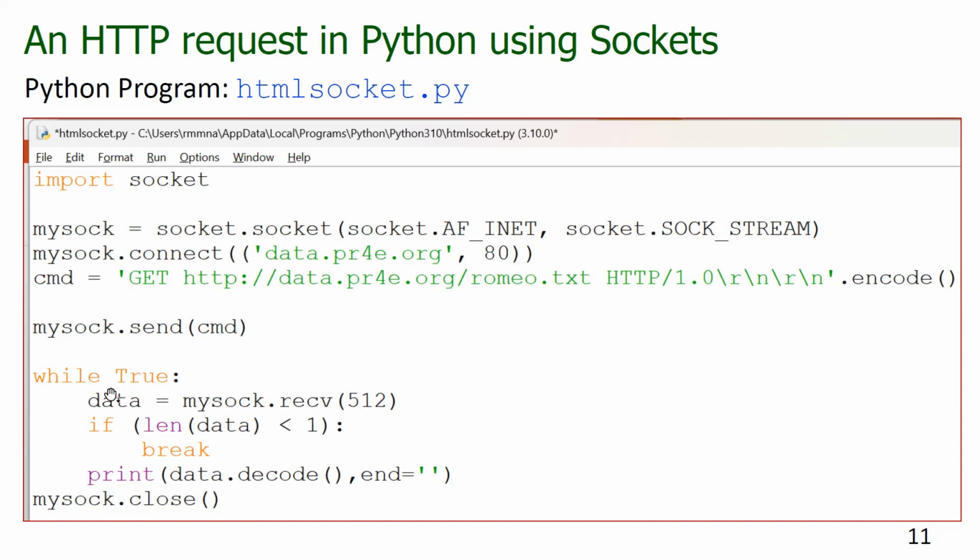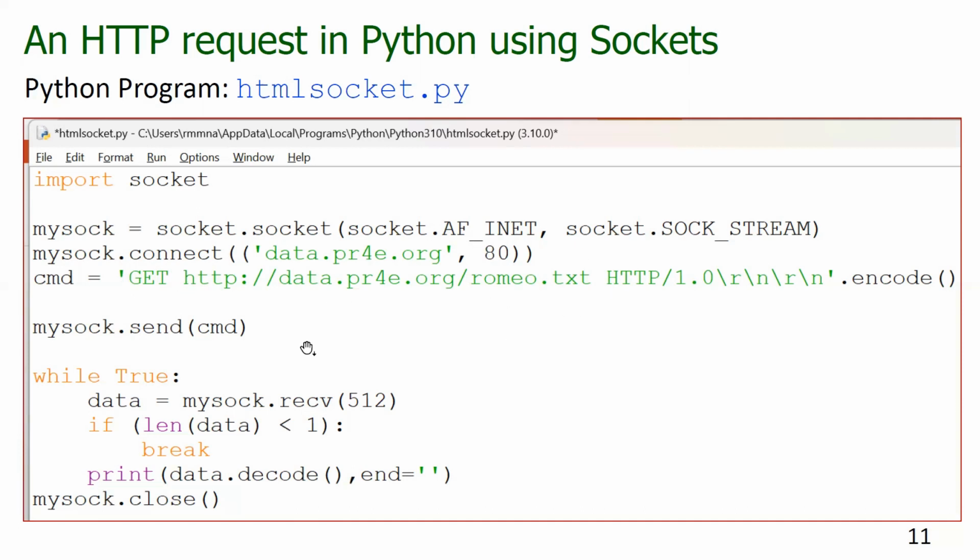Then by checking the condition while True, data equal to mysock.recv, whether it is received or not. For example, let us assume 512 bytes. If the length of the data is less than 1, then break, otherwise print data.decode, ending with a blank space. Then once the data is retrieved and displayed, you have to close the socket. The socket object is mysock. You can close using the close method, mysock.close. So this is the simple Python socket program for making an HTTP request using the GET method.